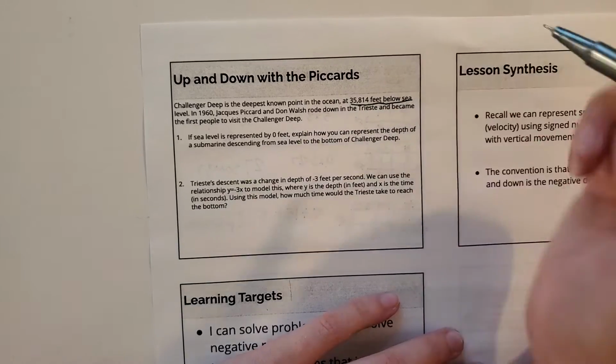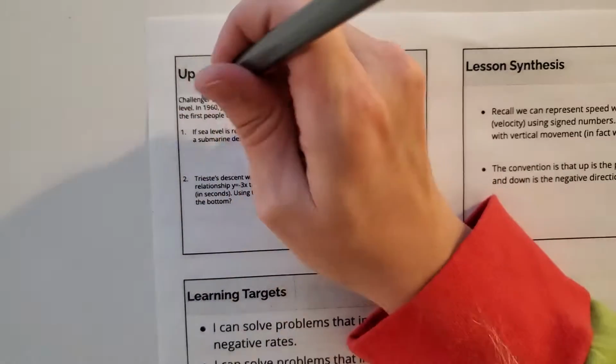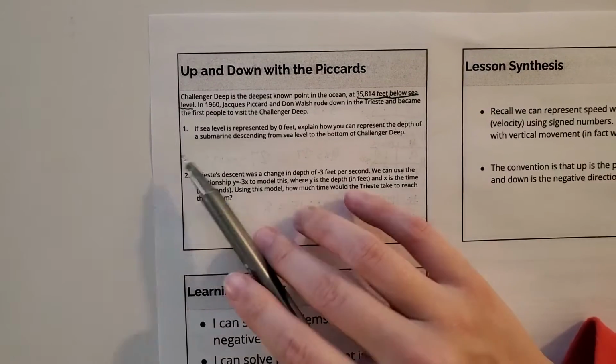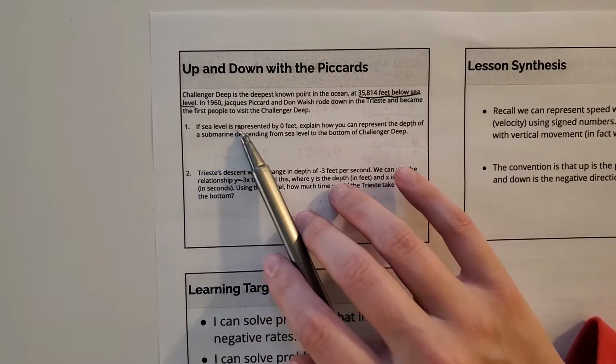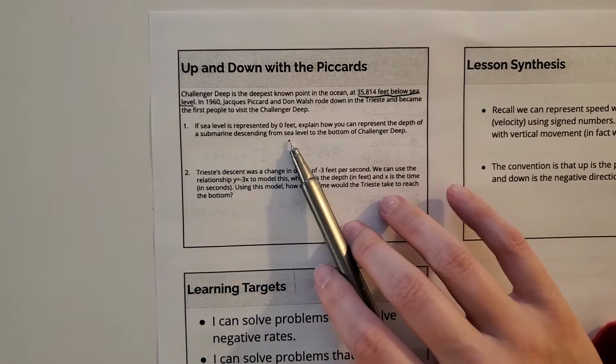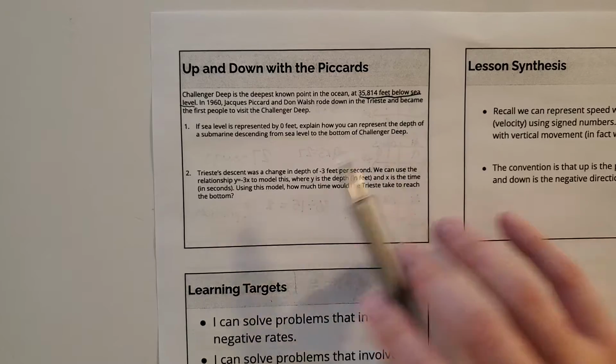So first of all, it is 35,814 feet below sea level. That's the important information from there. And so, 2 questions. If sea level is represented by 0 feet, explain how you can represent the depth of a submarine descending from sea level to the bottom of the Challenger Deep.